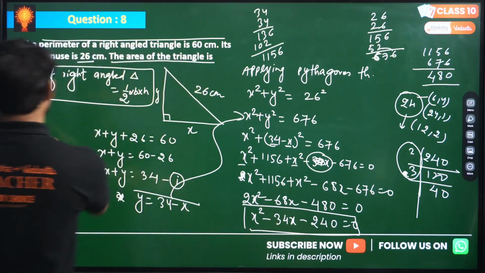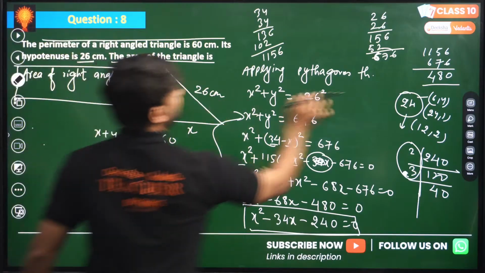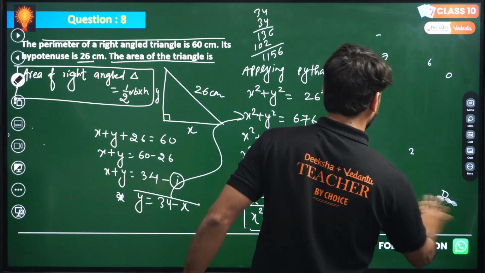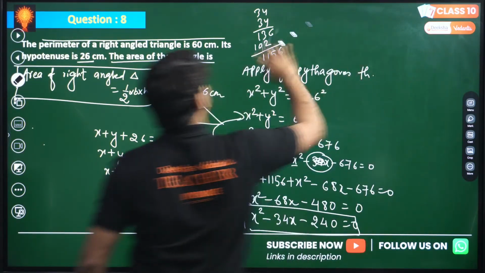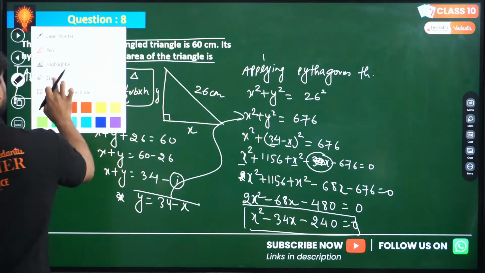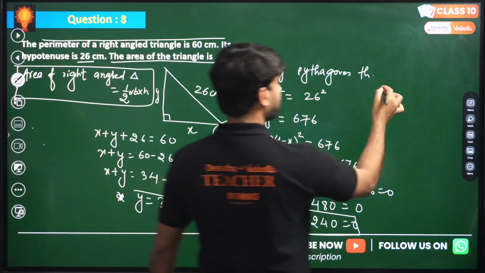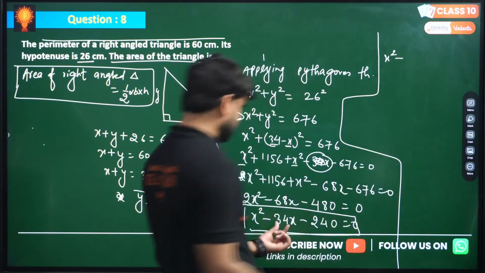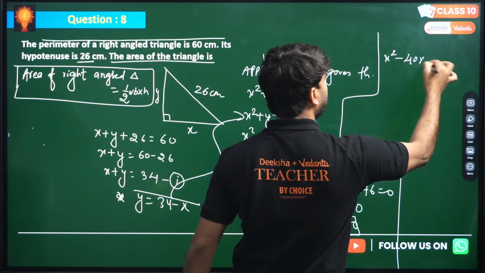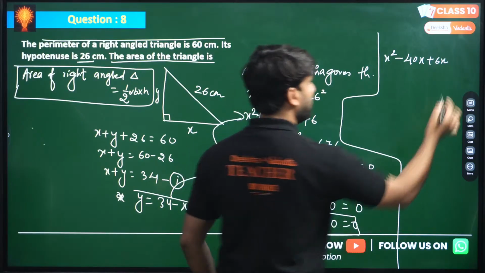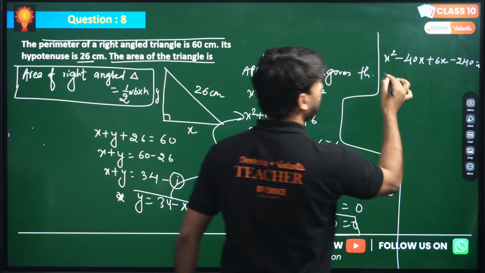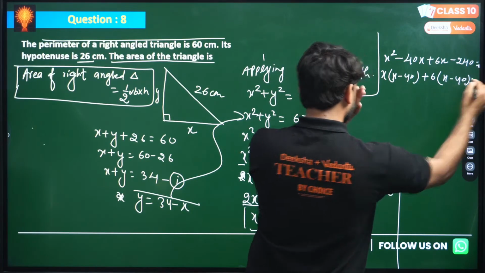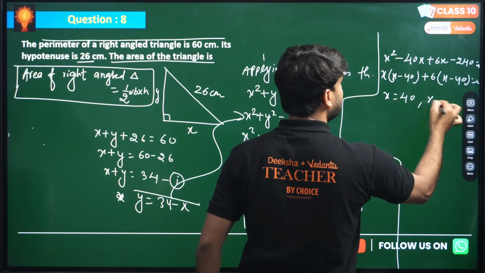Let me show you the solution. I need some space here, so I'm erasing this space, my dear champ. 40 and 6 is the perfect pair for this. Okay, so x square minus, this is 34. So we can write here minus 40x plus 6x and minus 240 equals to 0. So take x common here, x minus 40 will be there, plus 6 common here, x minus 40 will be there, equals to 0. So x equals to 40 and x equals to minus 6.